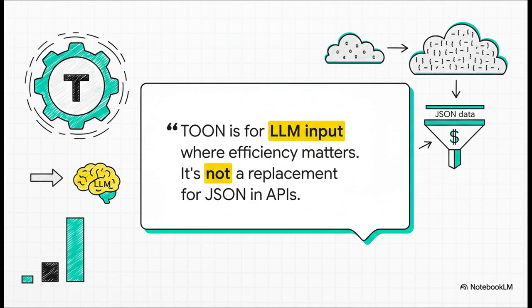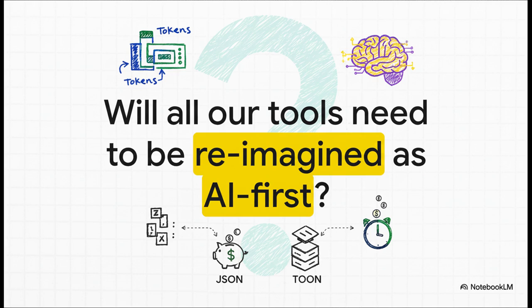So what TOON really represents is something bigger. It's a shift in how we think. It's a simple tool, sure, but it's one of the first I've seen that's been fundamentally redesigned for the new world we live in, the AI era. And that leaves us with this huge question. As AI becomes a standard part of every developer's toolbox, how many of our other tools, from data formats all the way up to our IDEs, are going to need to be completely reimagined to be AI first? Definitely something to think about.